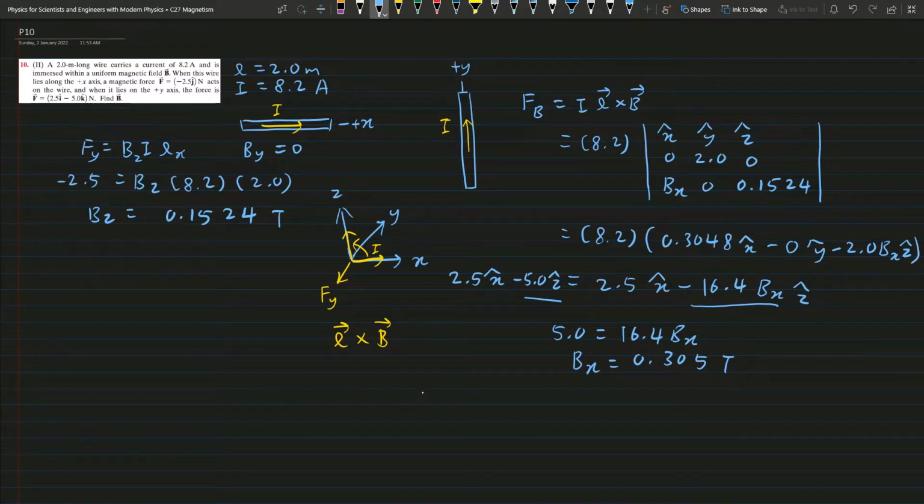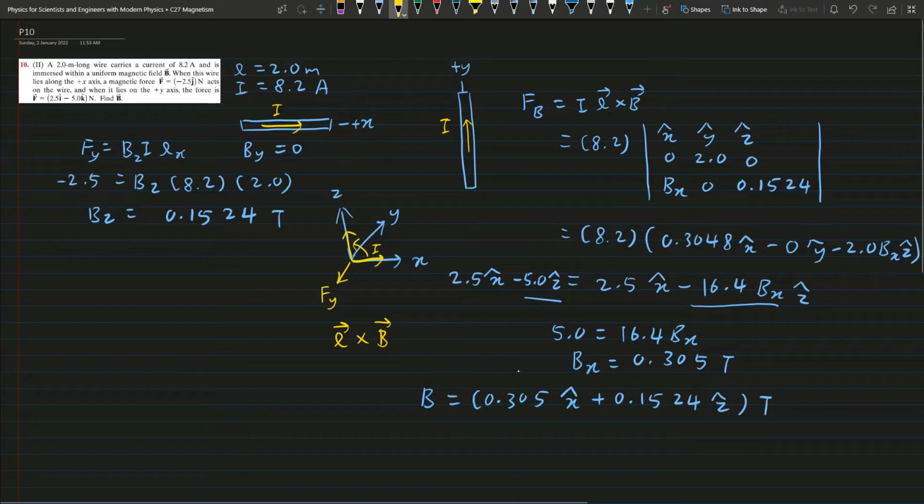Now we rewrite this B in the vector form. We have the x component will be 0.305 x, and we have the z component plus 0.1524 z, and the unit being Tesla. So this is the answer for this question.